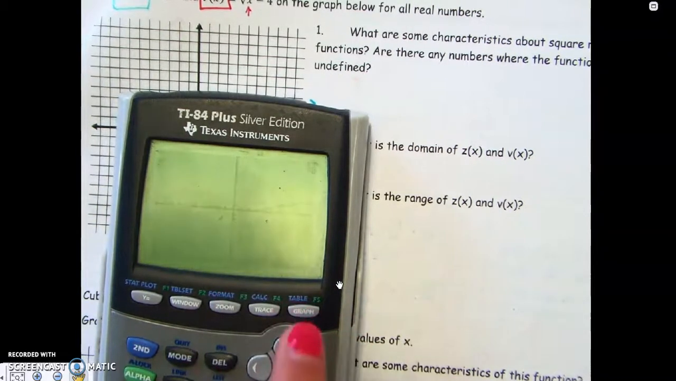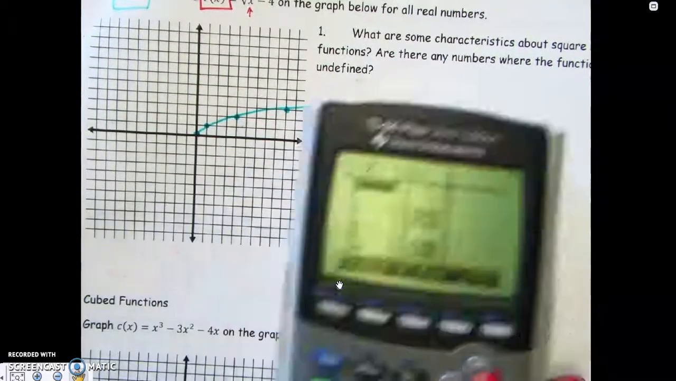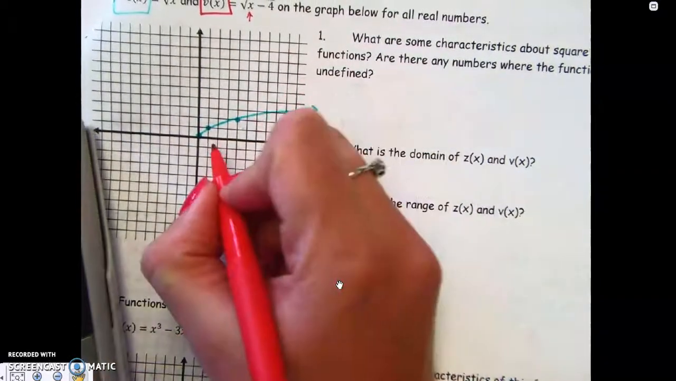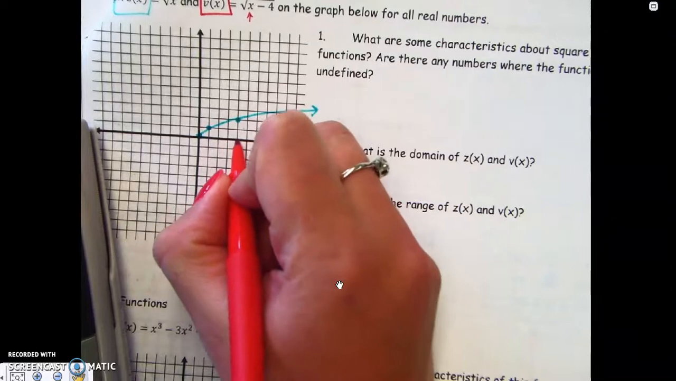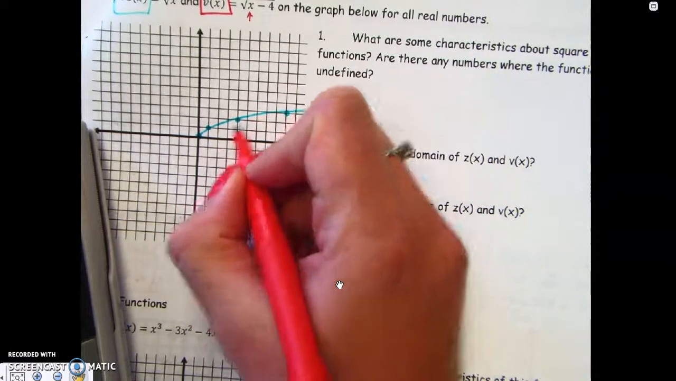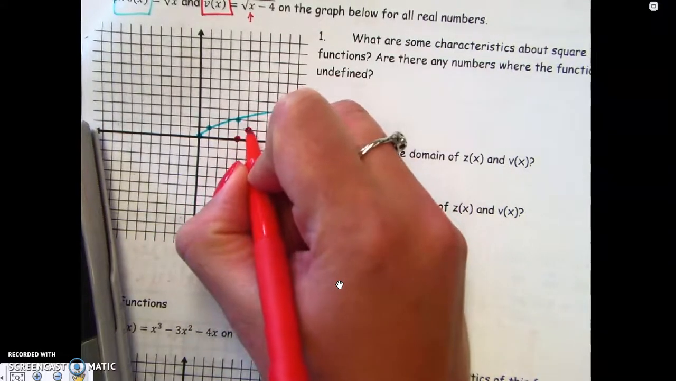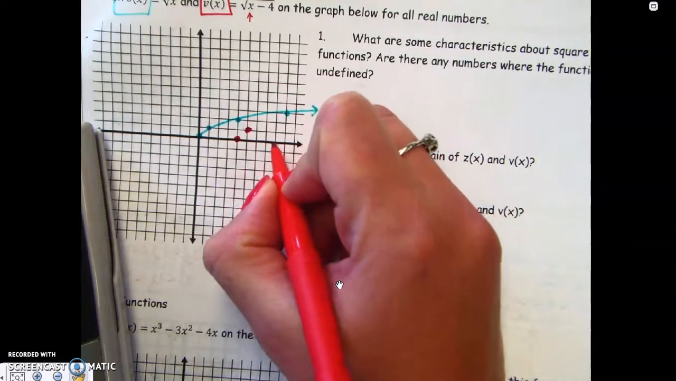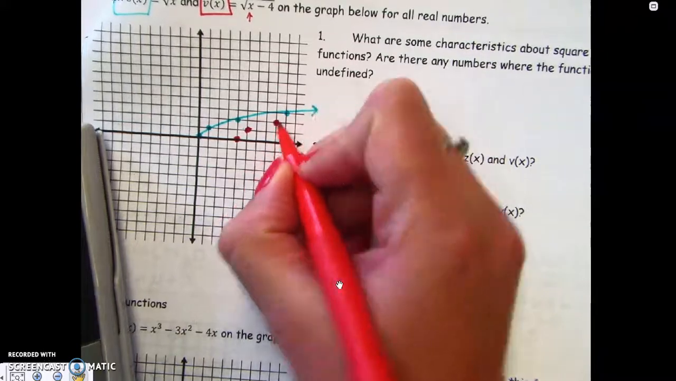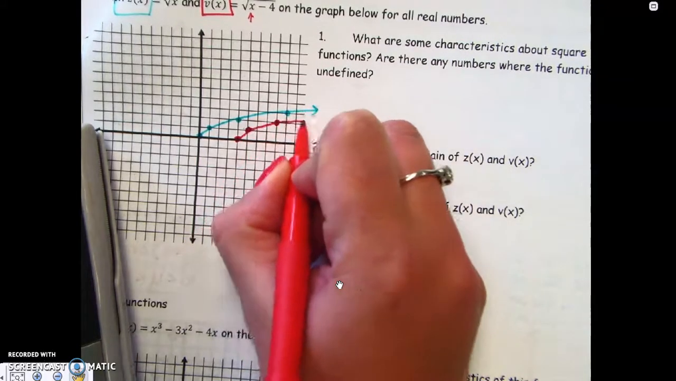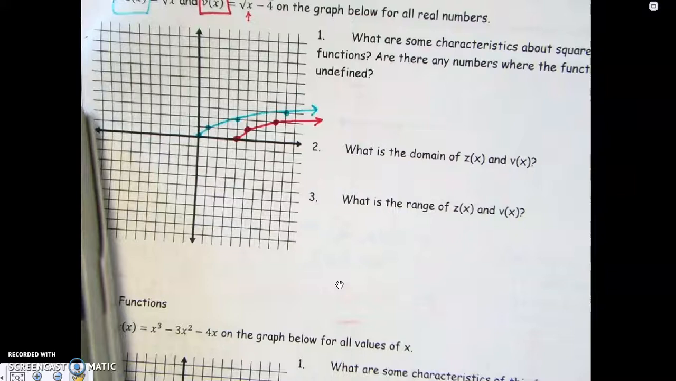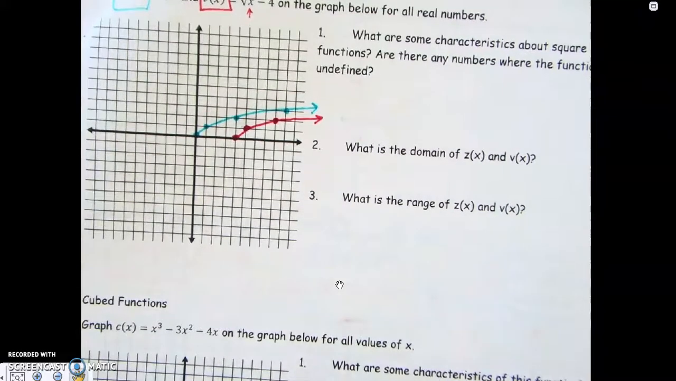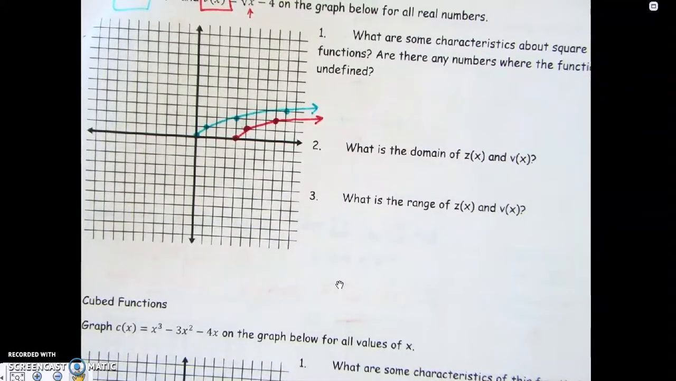So again, I'll just graph the numbers I can. So 4, 0. And then I'm going to do 5, 1. And then 8, 2. And I think that's all I can fit on this graph, so I'm just going to do this. Okay.